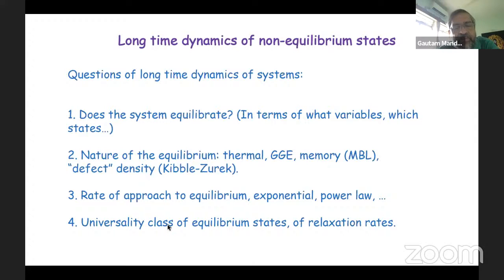Then the thing is just like in equilibrium physics, you have universality classes of critical exponents and so on. So are there some similar universality classes of relaxation rates?